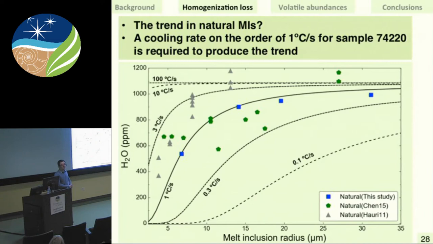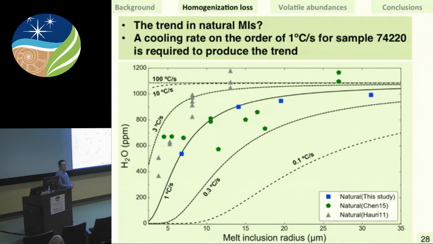And now let's take a look back at the data in the natural melt inclusions. We saw this depletion trend dependence on the melt inclusion radius. What does it mean? What does it tell us? Although the data in the natural melt inclusions are scattered quite a lot, by modeling the trend, we still get some valuable information in terms of the cooling rate of 74220.